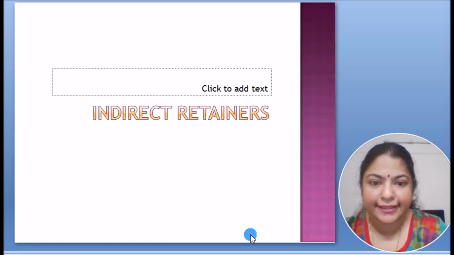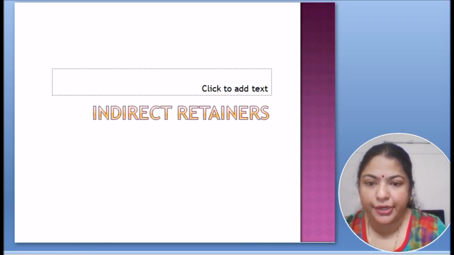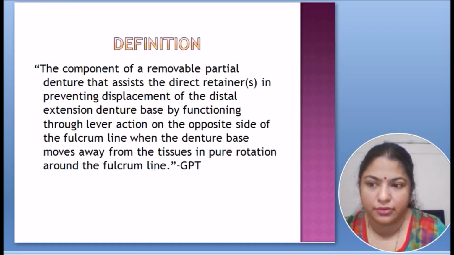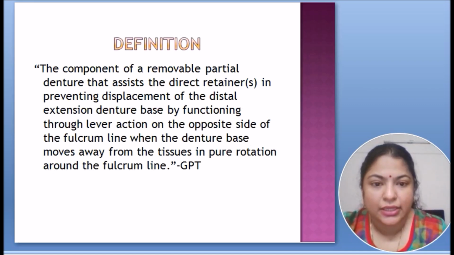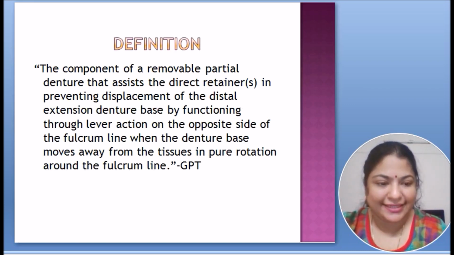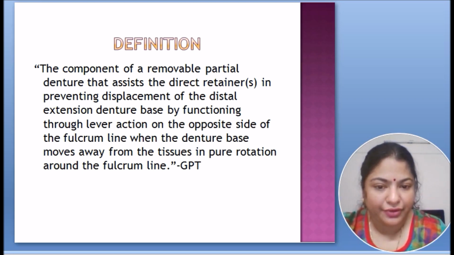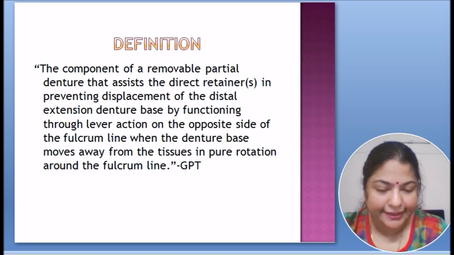So what are indirect retainers? Indirect retainers are the component of a removable partial denture that assists the direct retainers in preventing the displacement of the distal extension denture base by functioning through lever action on the opposite side of the fulcrum line when the denture base moves away from the tissues in pure rotation around the fulcrum line. So this is the definition of an indirect retainer given by the Glossary of Prosthodontic Terms.